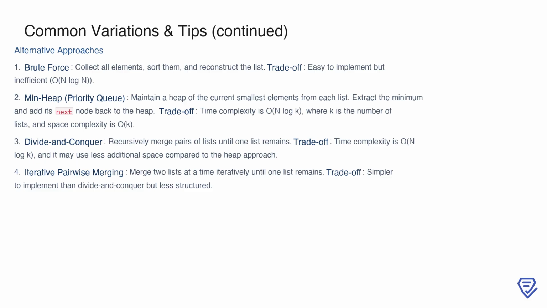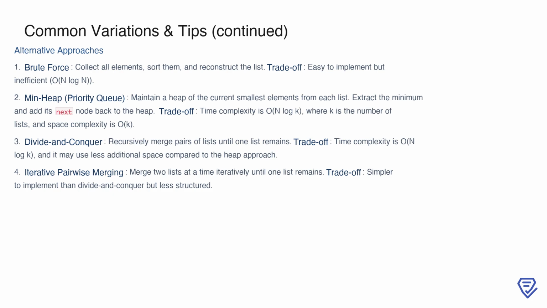Let's explore some alternative approaches to solving this problem, each with its own trade-offs. The brute force method involves collecting all elements from the k lists, sorting them, and reconstructing the merged list. While this approach is straightforward to implement, it's inefficient with a time complexity of O(n log n), making it unsuitable for larger inputs. A more optimized approach uses a min heap, or priority queue.